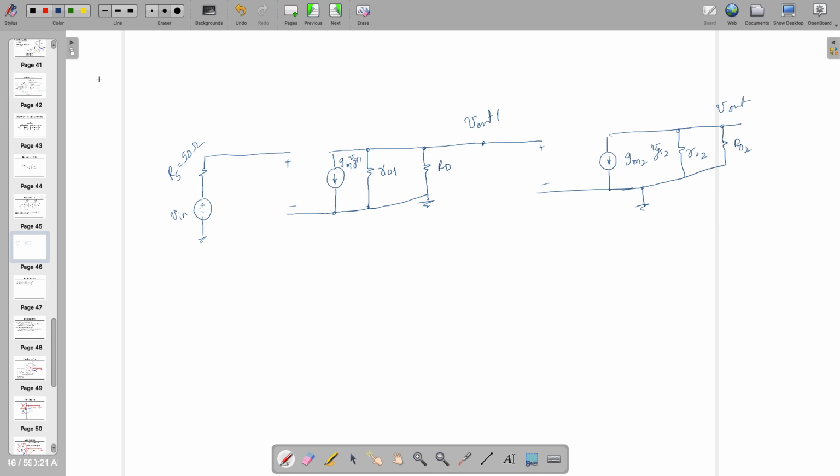Now let's add all the capacitors. We already know that there is a capacitor CGS1, there is one more capacitor CGD1, and there is one capacitor CDB1. Similarly, at this side it's CGS2, CGD2, and here you are going to observe one capacitor called CDB2.